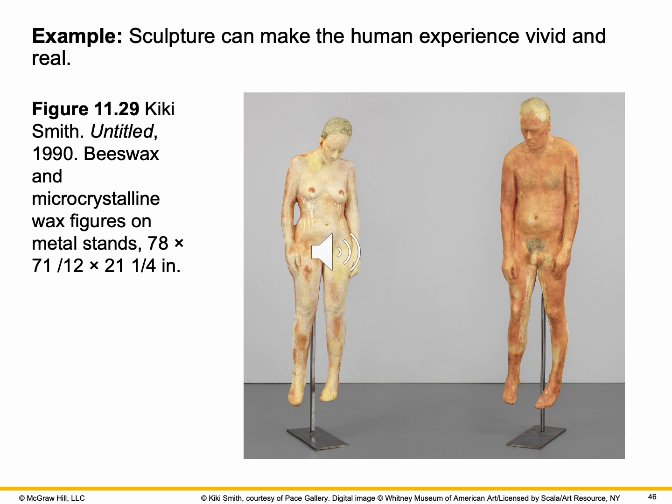Untitled depicts a woman and a man, made of beeswax and microcrystalline wax. They are everyday individuals, not the idealized athletes of ancient Greek sculpture. Fluid leaks from their bodies, their heads are down, and they rest uneasily on their metal stands. Translucent and easily damaged, the wax figure suggests human skin, vulnerability, and impermanence.